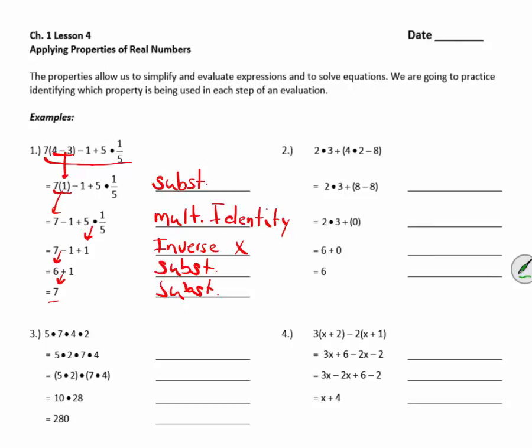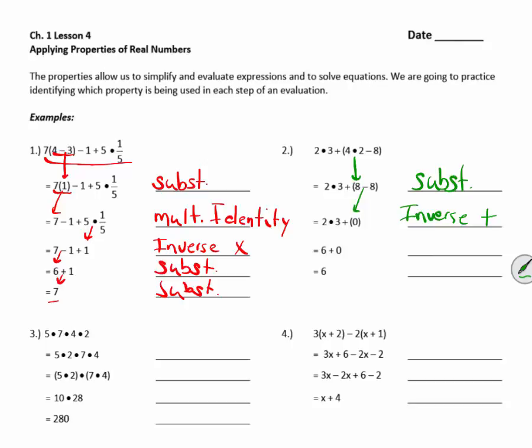Going down here, we have 4 times 2 right inside my parentheses. I did the 4 times 2 first to get the 8. That was just a substitution. Now we finished off our parentheses, but we have 8 minus 8. Well, 8 minus 8 to get 0 is really inverses. So this is the inverse property, but for addition, because 8 and negative 8 are inverses of each other.